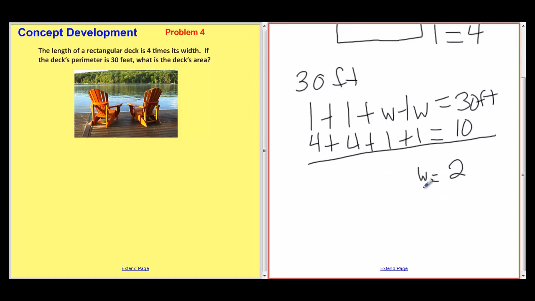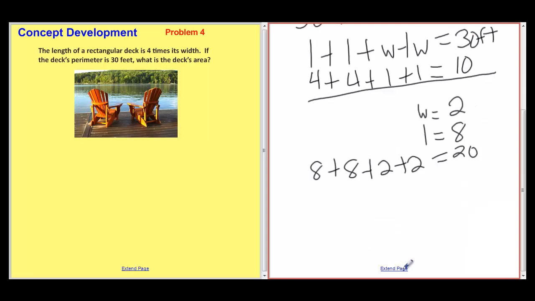If the width is 2, then the length would be 4 times as much, which would be 8. So now I'm going to test it: 8 plus 8 plus 2 plus 2. All right, 8 plus 2 is 10, and 10 plus 10 is 20. Still too small, but closer. So I'm going to make another prediction.